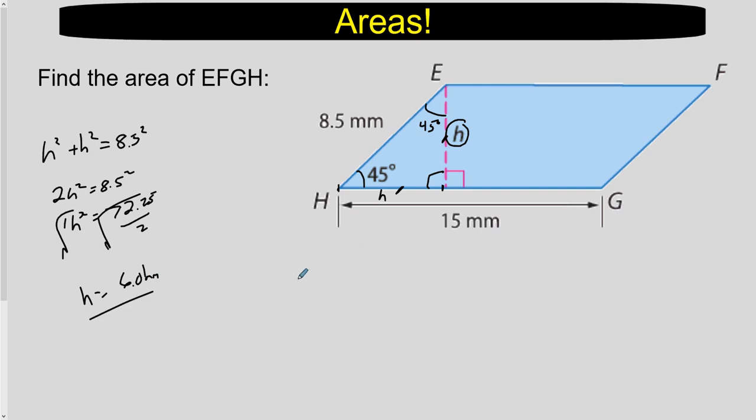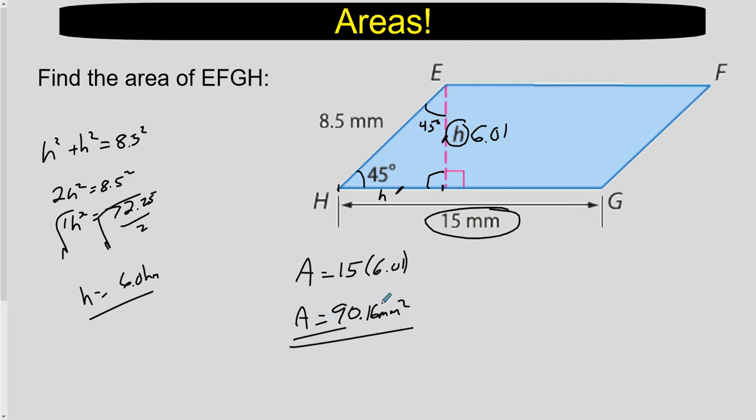So the area, base times height, base is 15 times 6.01 for the height. We should get an area of 90.16 millimeters squared. Depending on how you round, yours might be slightly different, but that should be pretty close to 90.16.